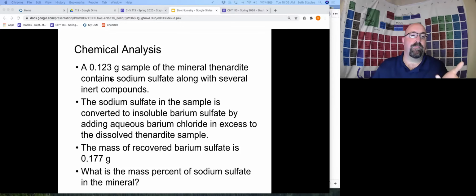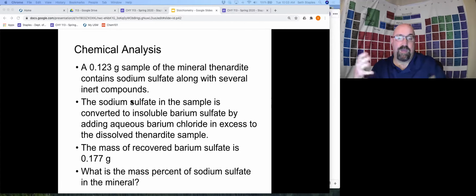And so we have the sample, and what we're able to do is add aqueous barium chloride to our sample. What that's going to do, we first dissolve our thernodite. We get our thernodite into solution. And then we add some aqueous barium chloride to that. Because what that's going to do is the barium chloride will then react with the sodium sulfate in there and form barium sulfate, which, remember from our solubility rules, is an insoluble precipitate.